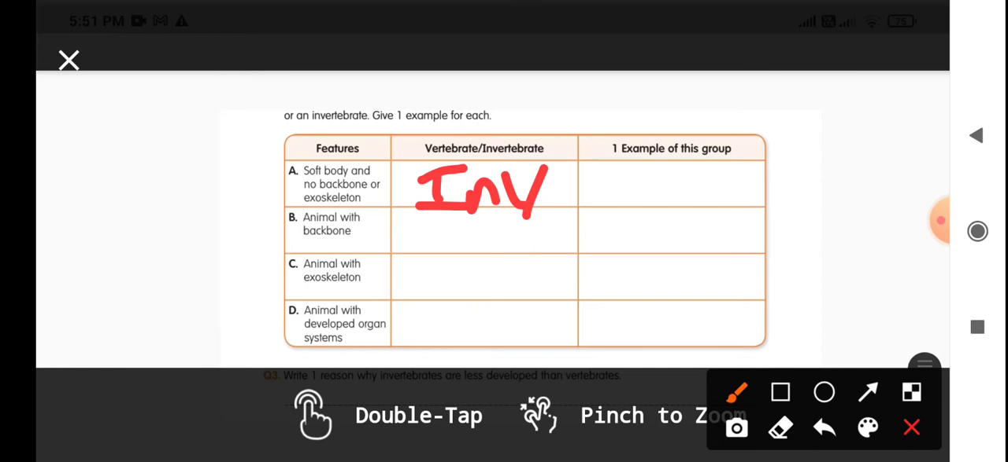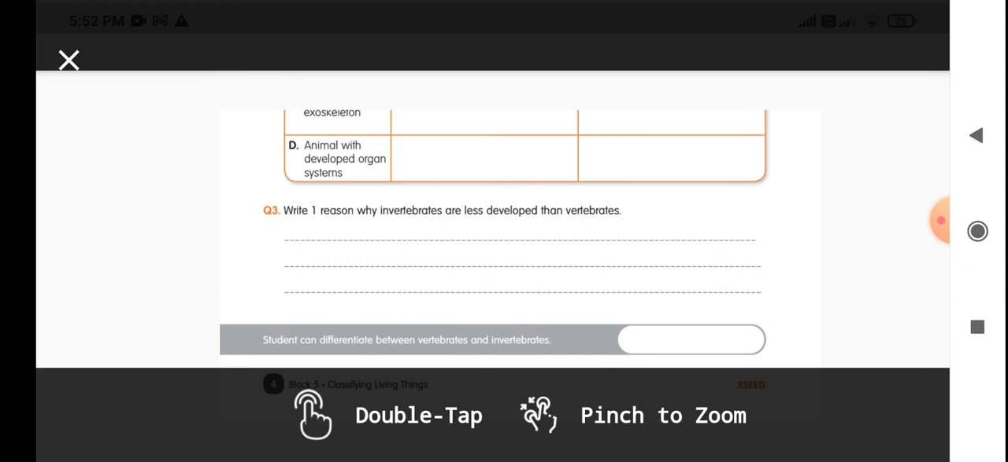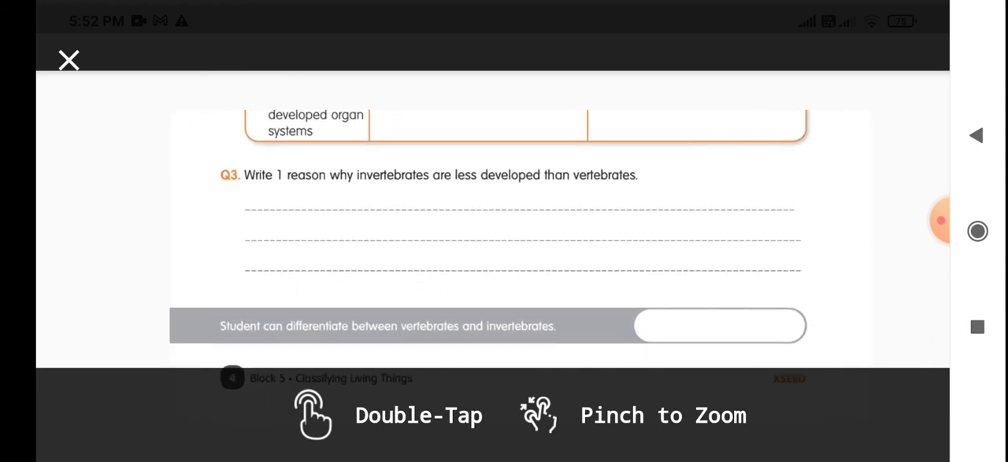Animals with backbone, you know very well, they are vertebrates. And you give any example, any number of examples you have seen in the lesson. And animals with the exoskeleton, they have an outside skeleton, they are invertebrates, of course. Exo means immediately you should remember the snail. Yes, exactly, the snail has an exoskeleton. An animal with a developed organ system is a vertebrate. So give one example for vertebrates. Write these answers on your own, children.